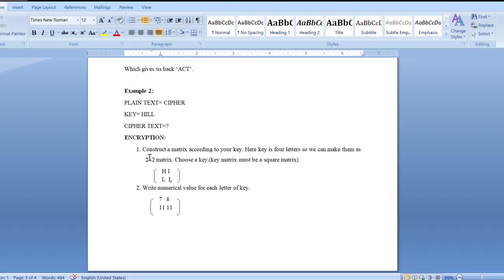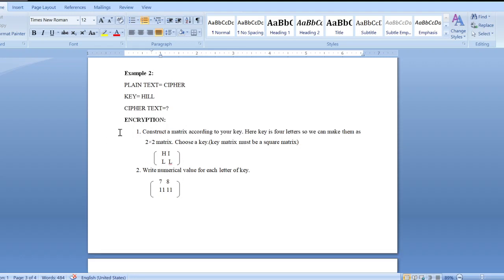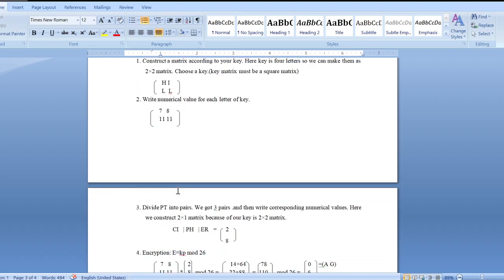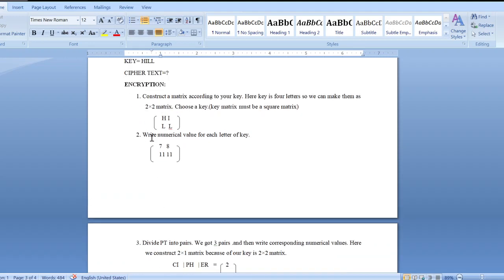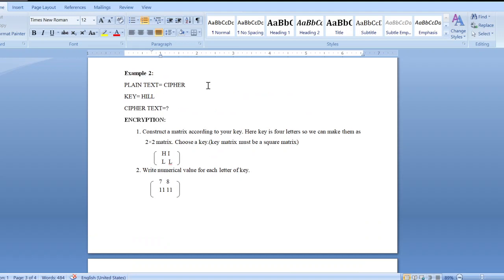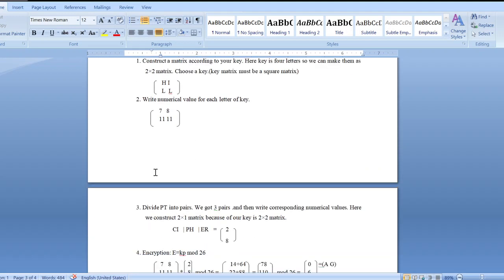Okay. So now construct the matrix according to your key. Here the key is a 2 by 2 matrix. Then we have to write the corresponding numerical values for H, I, L, L. So the numerical values are 7, 8, 11, 11. Now we have to write the plain text. Here the plain text is 6 characters. Divide the plain text into blocks or pairs.